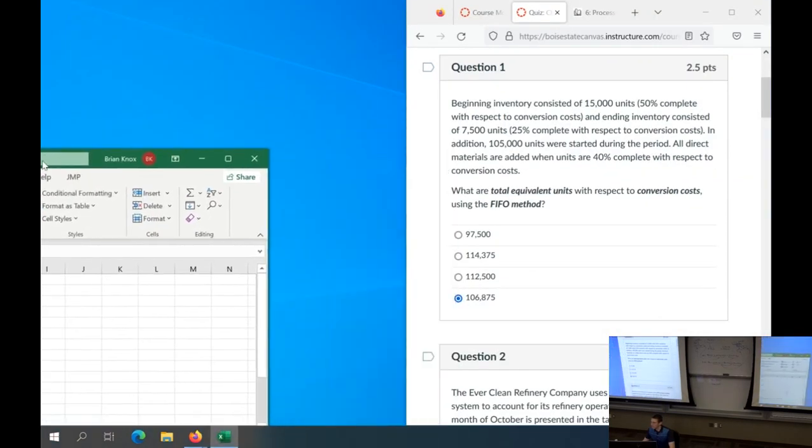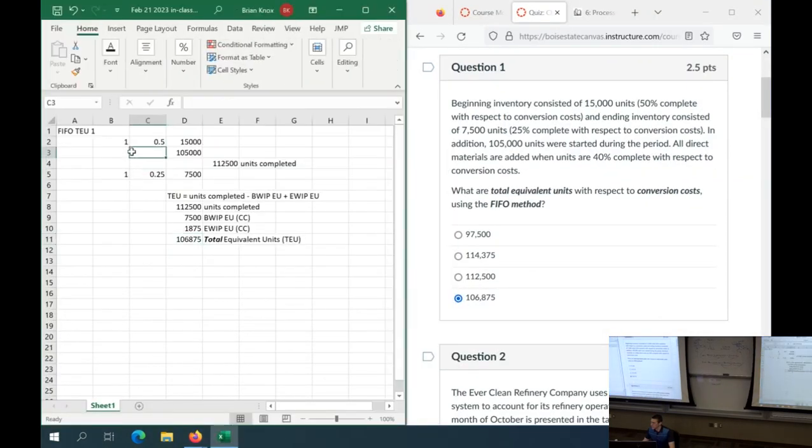Okay, let's start here. I set up the problem, first of all, by building my little T account: beginning WIP, units started, ending WIP units, and then I calculated units completed. I copied over the percents for conversion costs right here. I also copied over direct materials because I'm probably going to copy this down for future questions where we do worry about direct materials, but you didn't have to have these two cells here.